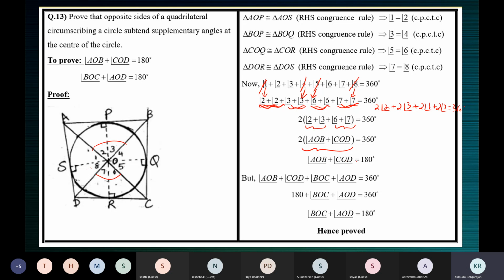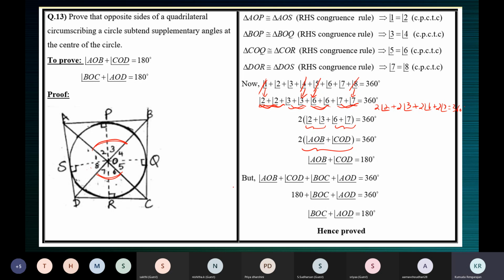So AOB plus COD is equal to 360 by 2, which is 180. So we have proved that AOB plus COD, the opposite angles formed by the opposite sides, are supplementary. That's what we had to prove.